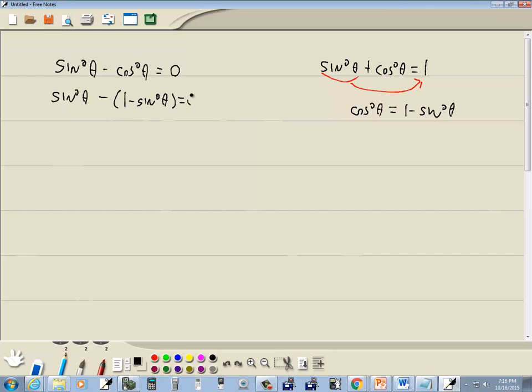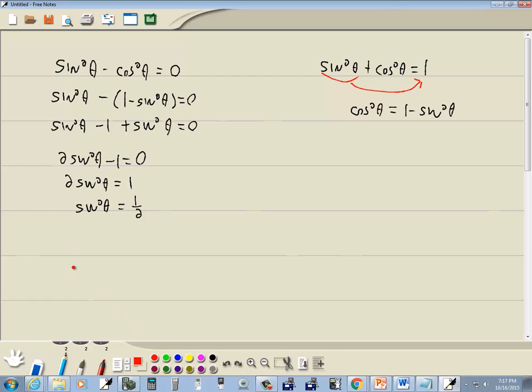Now notice I put parentheses around it because the minus that's out in front needs to flip the sign of everything. So that becomes a negative 1, and then a negative negative becomes positive sine squared. Well, sine squared plus sine squared is 2 sine squared minus 1 equals 0. I want to get sine by itself, so I take the negative 1, move it over, it becomes a positive 1. Divide both sides by 2, and you get sine squared is equal to 1/2.